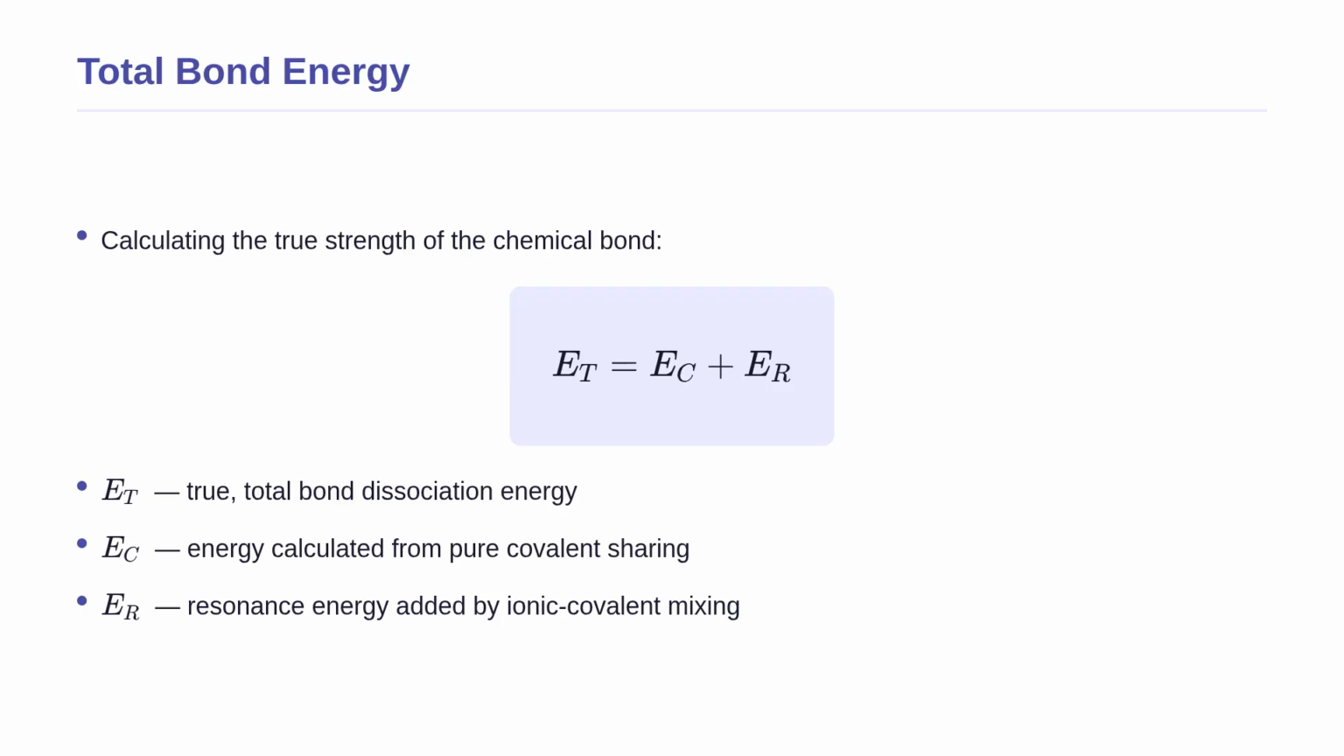This extra strength from the ionic shift directly affects the energy required to break the bond. The total bond dissociation energy, ET, is simply the sum of two distinct parts. EC is the baseline energy predicted by the pure covalent sharing model. ER is the resonance energy, which is the extra stabilization provided by the ionic covalent mixing. When the resonance energy variable increases, the total bond energy increases significantly. This means the atoms sit in a much deeper energy well and are much harder to pull apart in physical reality.